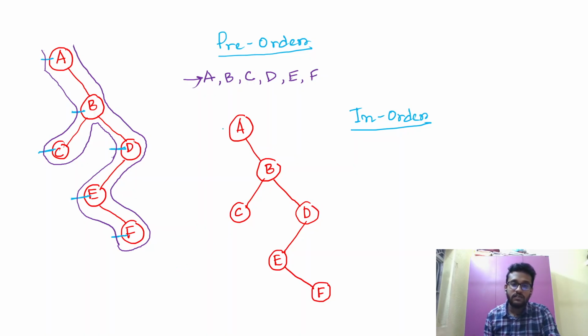In the in-order, what you have to do is make a line at the bottom of the bubble, the bottom of every bubble. Okay, now the same process. Now start from A.